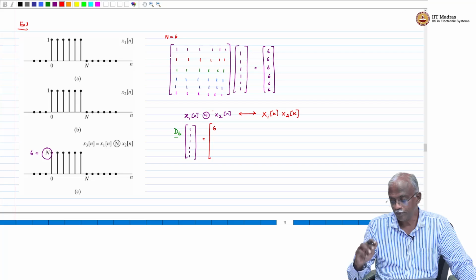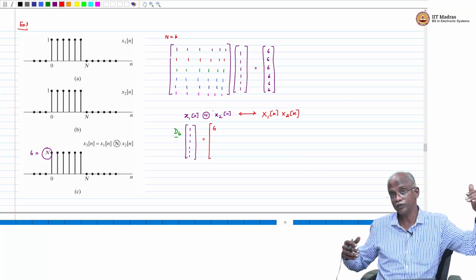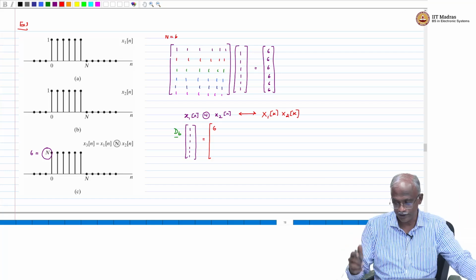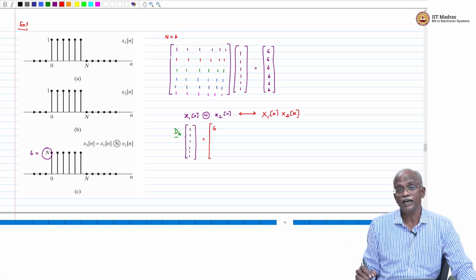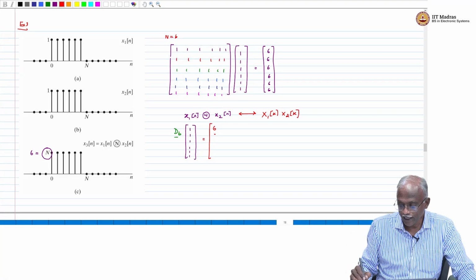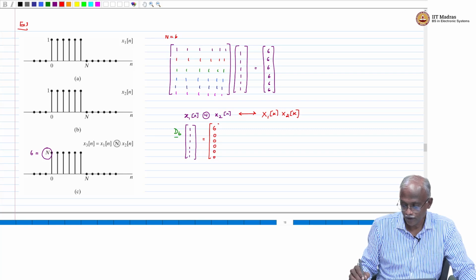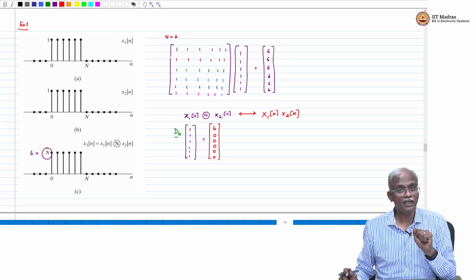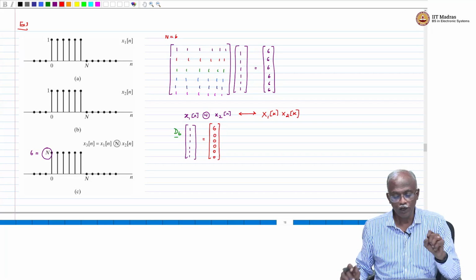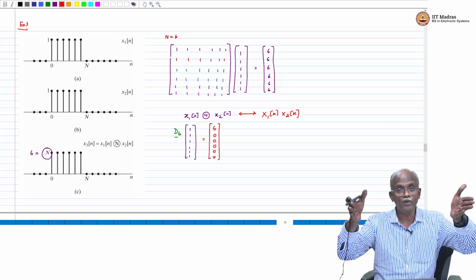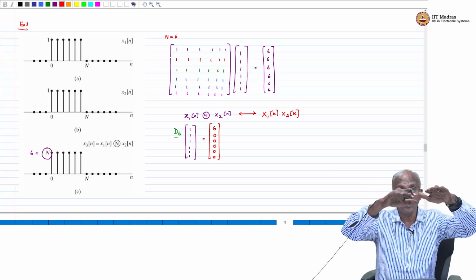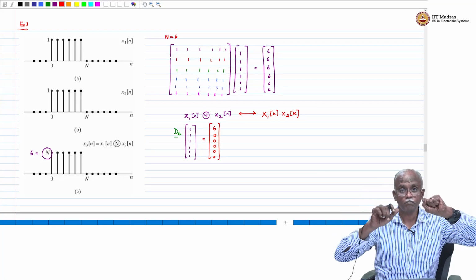The first sample will be equal to 6. Remember, we said x of 0 is the sum of all the input sequence. And interestingly, in this particular case, you will find the other 5 samples to be equal to 0. Now, is this a surprising result? The answer is no, because what you have in the time domain is a periodic signal, all of the same height.